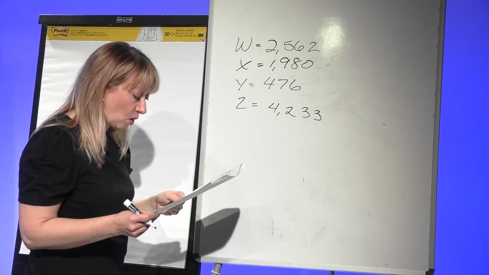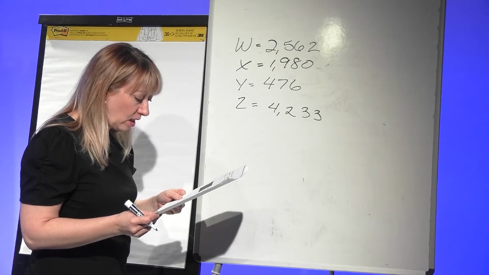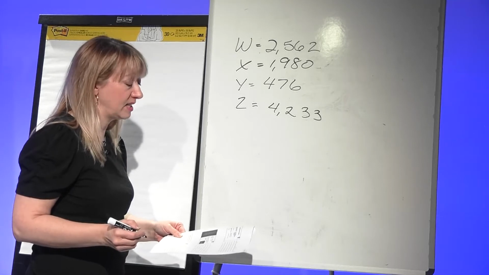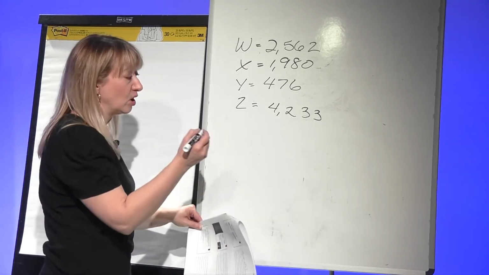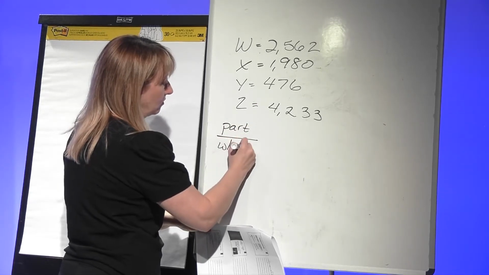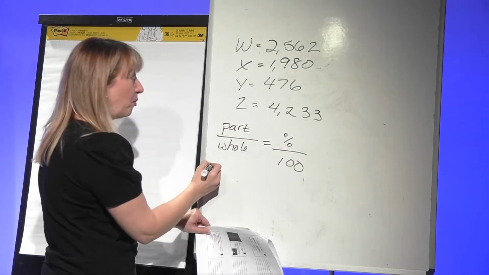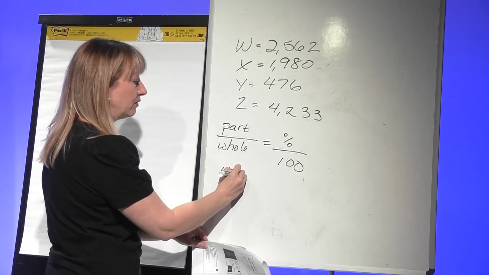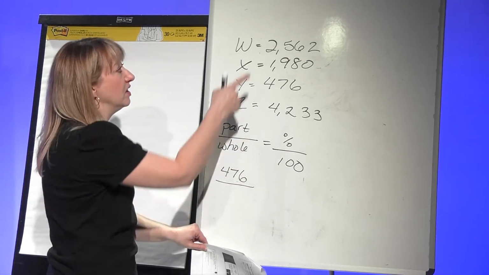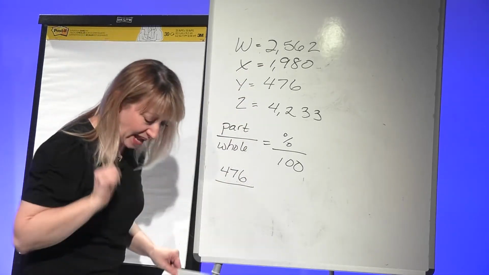So the question asks, what percent of the votes did candidate Y receive? Well, we know that candidate Y received 476, so that's our part. Again, percent's always out of 100. We know the part, but what's the total? We don't have that, because they've given us what each candidate earned. So you would add those all together.